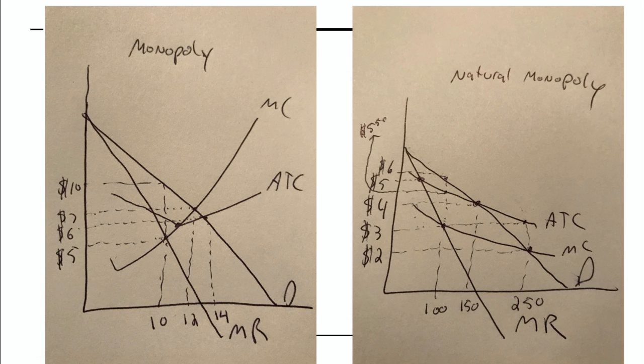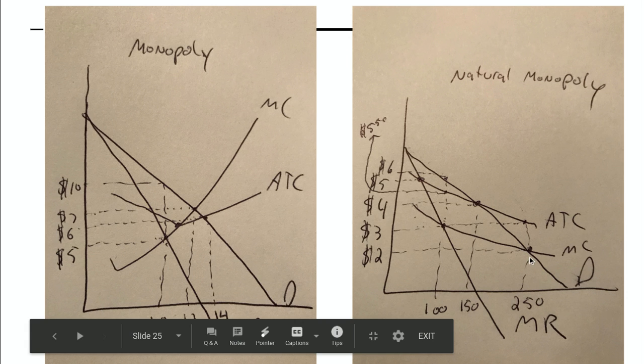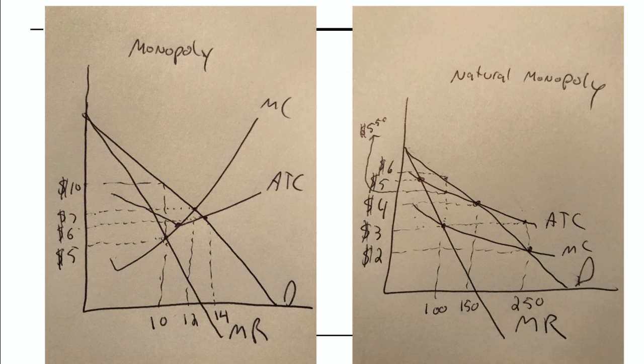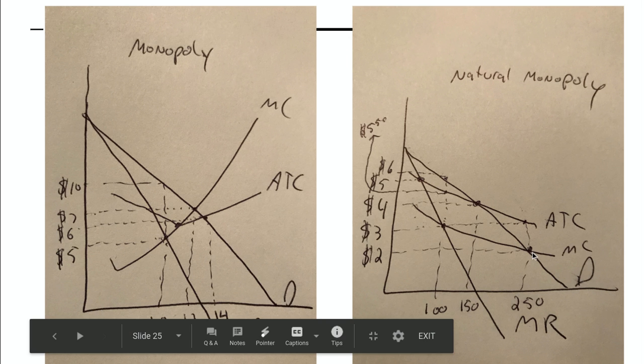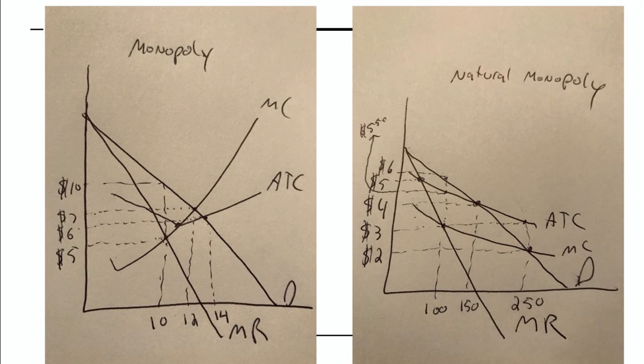The other option would be, all right, natural monopoly, we are going to regulate you at this point right here, at socially optimal. That's where marginal cost meets demand, which is where society's ability to supply and wants meet. But the problem is, at that point, they're making a loss. As a matter of fact, how big of a loss is it? Well, it's $1 times 250. So they're losing in this situation $250.